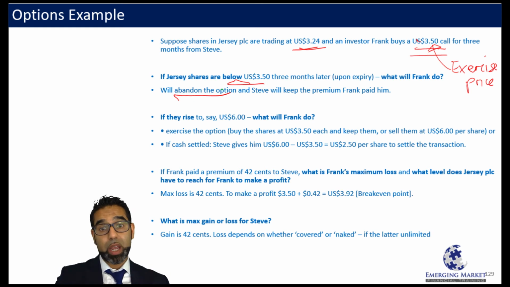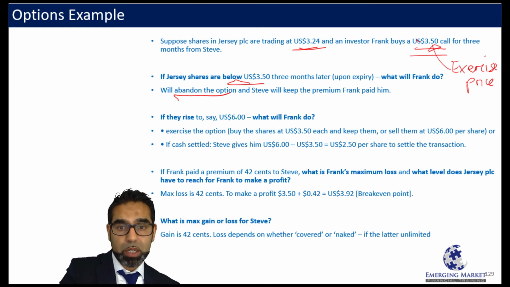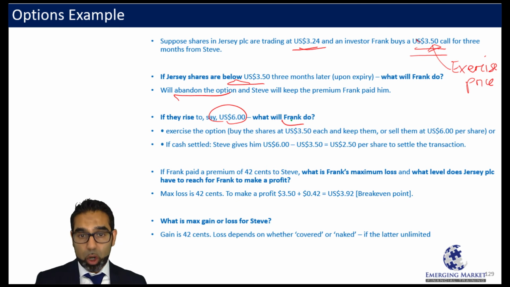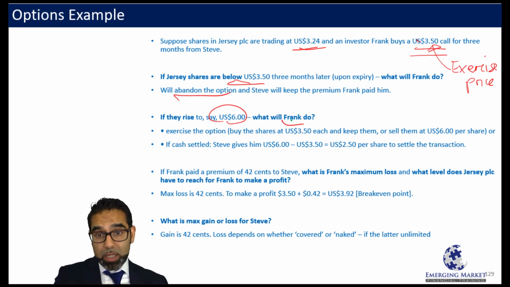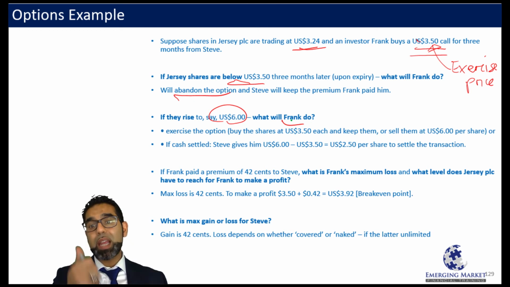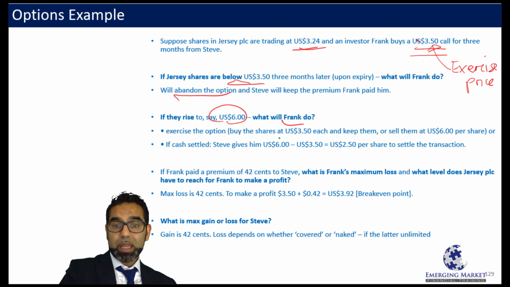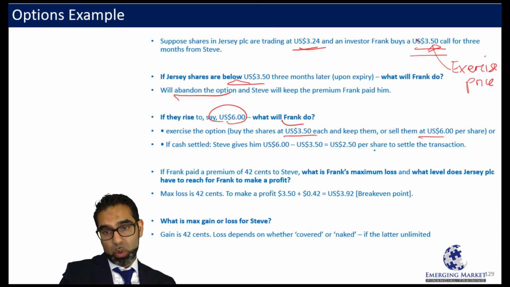But let's say the shares increase considerably to $6. What will Frank do? He'll exercise the option. He can buy the shares at $3.50, even if he doesn't want them. Buy it at $3.50, sell it the next second at $6. Okay? So in this way, he can get the shares and then sell the shares or keep the shares.